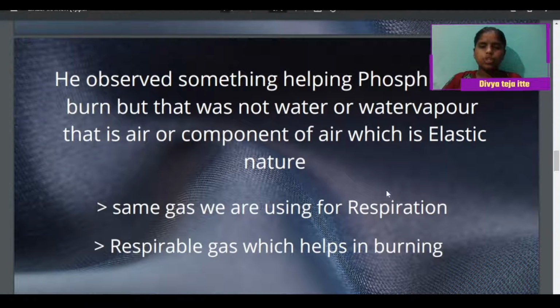The same gas we are using for respiration. The burning gas which helps phosphorus to burn is the same gas we use for our respiration also. This elastic component of air is known as respirable gas, which helps in burning.